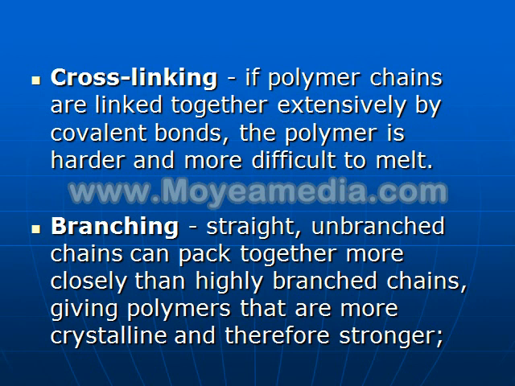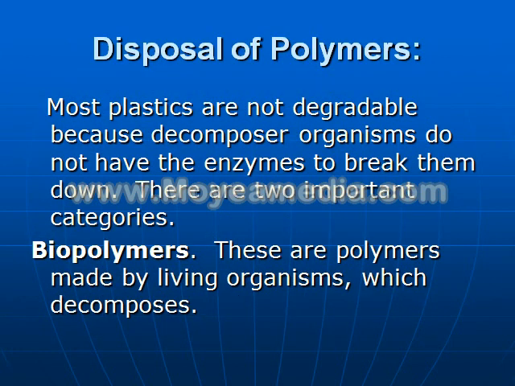Third is cross-linking. If polymer chains are linked together extensively by covalent bonds, the polymer is harder and more difficult to melt. Fourth is branching. Straight unbranched chains can pack together more closely than highly branched chains, giving polymers that are more crystalline and therefore stronger.